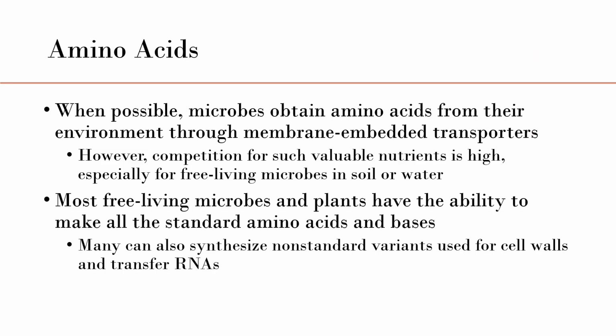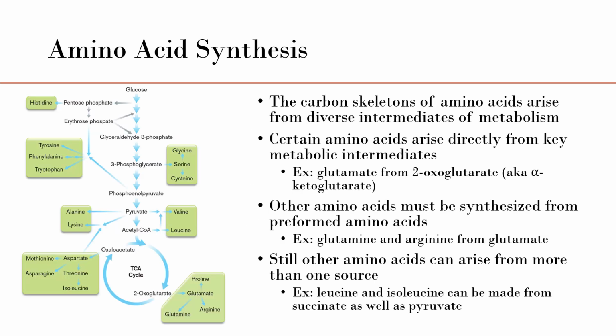Now, when possible, organisms like to get their amino acids from the environment. They'll use membrane-embedded transporters and bring them in. However, this is highly competitive. Everything needs amino acids to survive. They're energetically costly to make. So if you can make them, it's good to be able to do that rather than being completely reliant on getting them from an outside source. And so most free-living microbes and plants can make all the standard amino acids that they require.